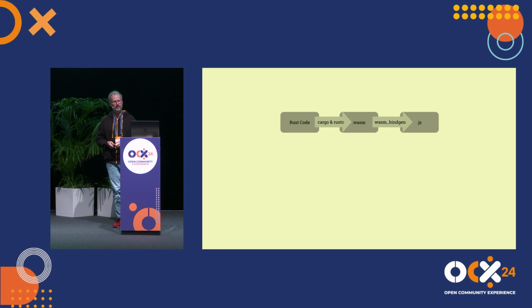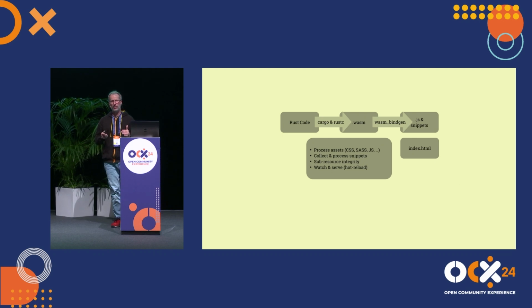So again, to that picture, Rust code gets compiled into WASM, and then you have the WASM bindgen, which uses those annotations you saw before to create glue code on the JavaScript side. So all this exporting functionality, you do not need to define that yourself. There's tooling for that happening.